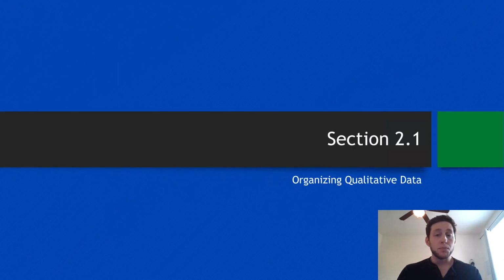Section 2.1 will begin by talking about organizing qualitative data. Now remember, qualitative data is going to be describing some quality. That's opposed to quantitative data, which describes numbers. Qualitative, quality. Quantitative, numbers or quantity.